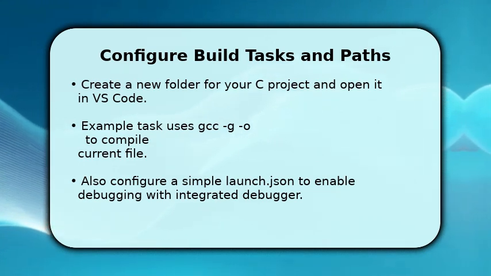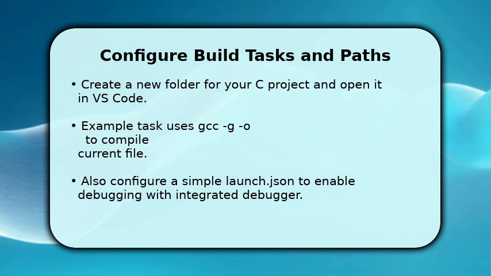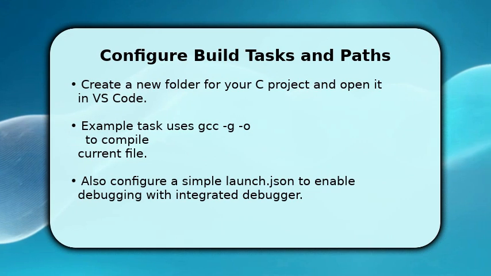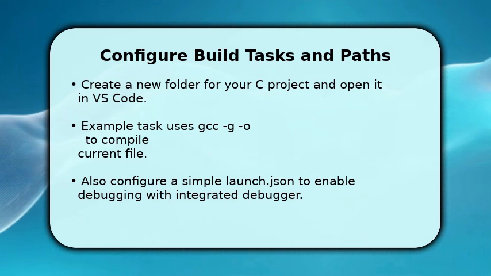Next, create a tasks.json file to automate compilation with gcc or g++ commands. An example task uses gcc -g to compile the current file. Set args and cwd so the task appears in the Run Task menu. Save files and test the task by running Terminal, Run Task, and choosing build.